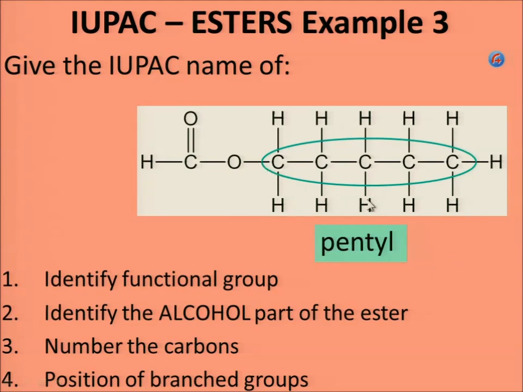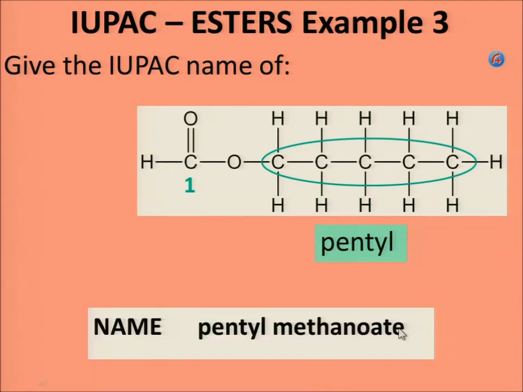And you look at the part bonded to the oxygen atom, which is in this case 1, 2, 3, 4, 5 carbons. Therefore, the part in the front of the name must be pentyl. And then you number; your carbonyl carbon is always number 1, therefore methanoate. Methan because it's 1 carbon, and because there are only single bonds. Oate because it's an ester, and the pentyl part comes from the chain bonded to the oxygen.